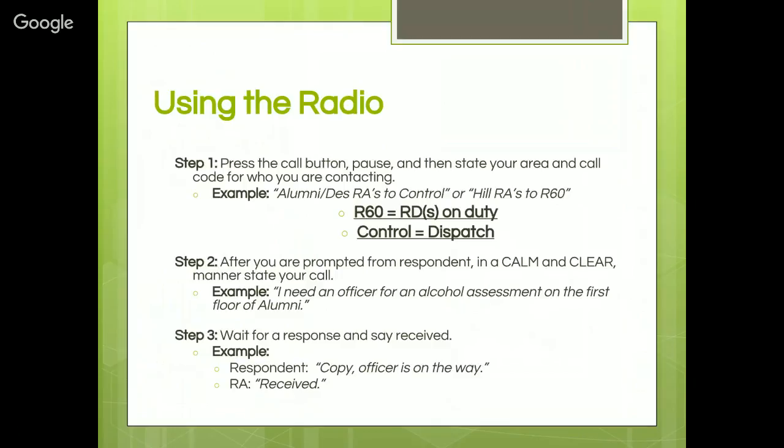Now, there's two important pieces to this. The alcohol assessment is very important, as is any sort of assessment that's going to be needed. It's important for the officer to know what they're getting into. And then they also need to know what floor you're on, what building. That's the other piece. The location is really important, because if the officer doesn't know the location, they can't get to the emergency. And step 3 is you're going to wait for a response and say received.